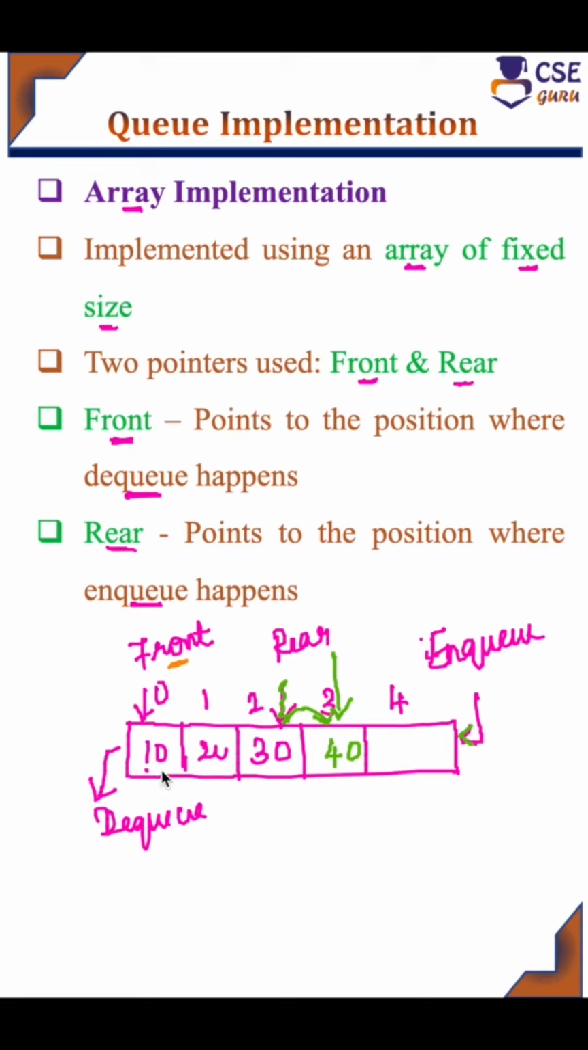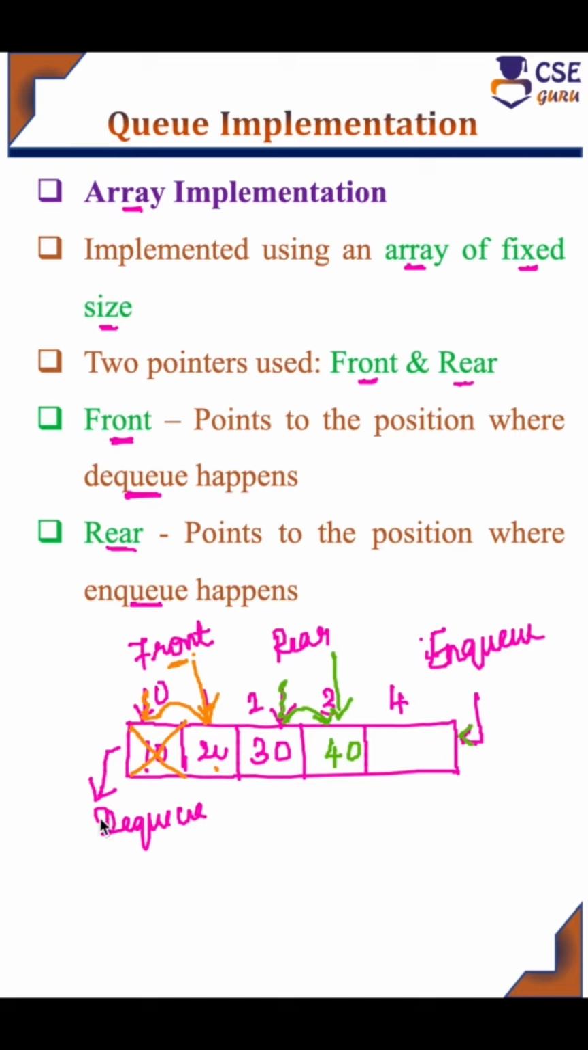So if you want to implement the dequeue operation, just increment the front pointer by 1. Now the front pointer will point to the first memory location. Automatically this memory location will be free. Now the front pointer will point to element 20, that is the first memory location element. Okay, in this way only enqueue and dequeue operations happen.